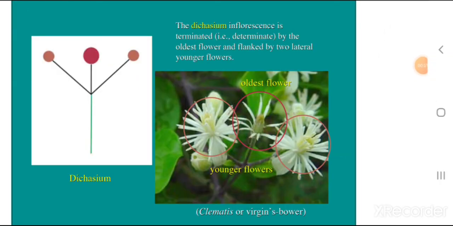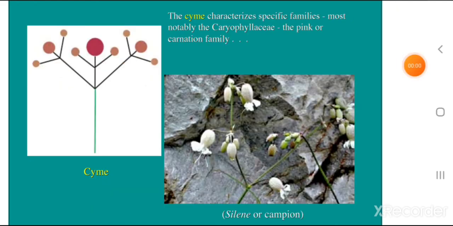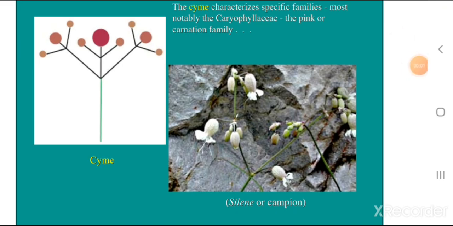Dichasium inflorescence is terminated by the oldest flower and flanked by two lateral younger flowers. Clematis represents this kind of inflorescence. Cyme is a compound dichasium. Growth of the principal floral axis is terminated and growth is continued by two lateral branchings. Cyme is a diagnostic character of the Caryophyllaceae family.